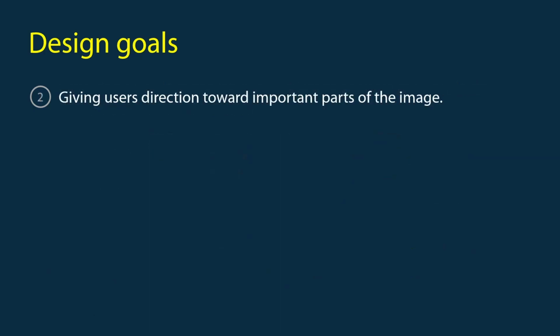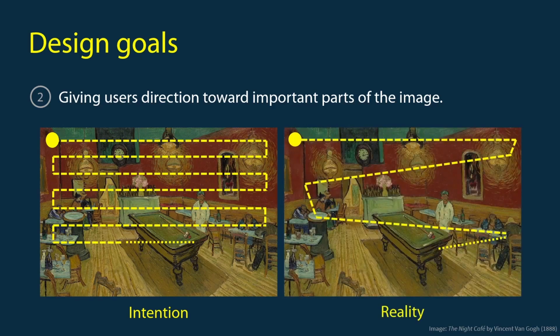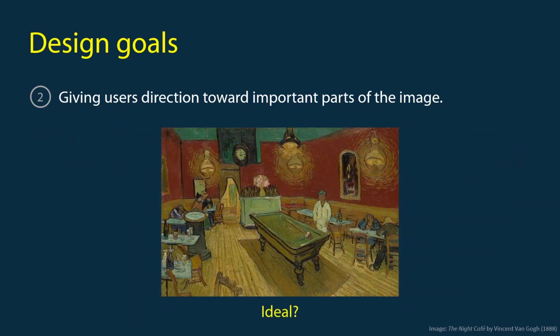The second design goal involves giving users direction toward important parts of the image. Users try to explore the image by moving their finger around in a grid-like pattern. However, they couldn't really maintain this, and their finger pretty quickly ended up veering off course. A solution could be to help users better scan the image, but could we just get rid of the need to survey the image like this entirely, and nudge users directly toward the main characters or components of the image, so that they can survey those elements first?